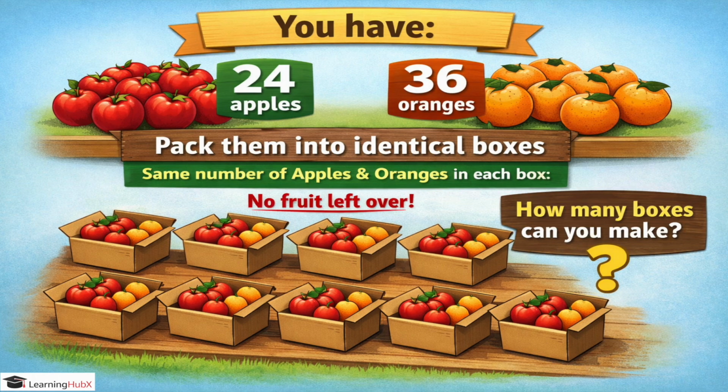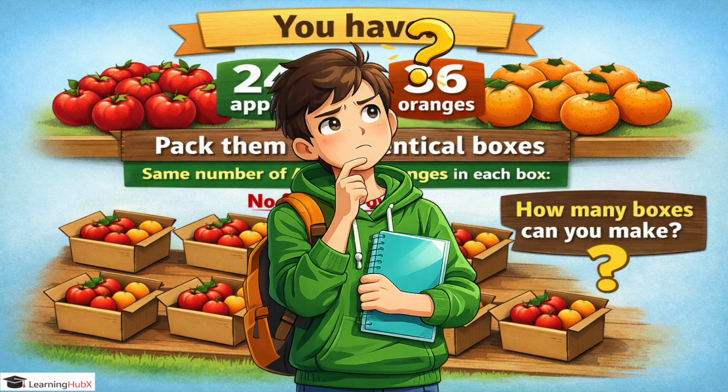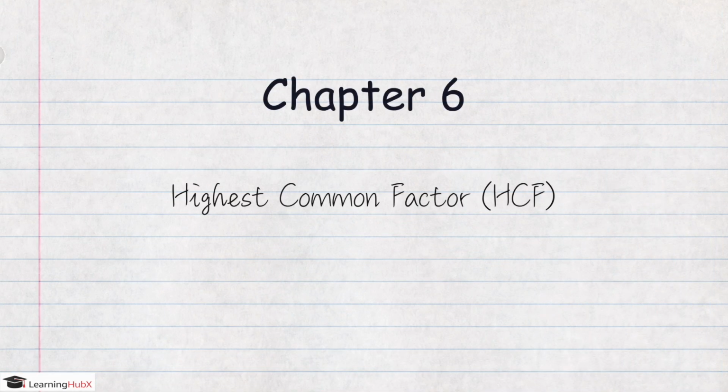Imagine you have 24 apples and 36 oranges. You want to pack them into identical boxes. Each box must contain the same number of apples and the same number of oranges. And very importantly, no fruit can be left over. So here's the big question. What is the greatest number of identical boxes you can make? This is exactly the kind of problem that the highest common factor, or HCF, solves.